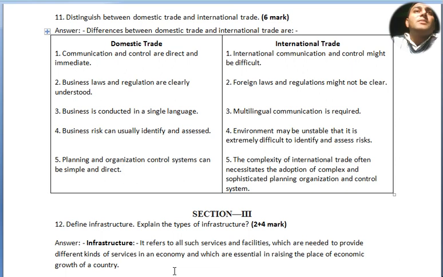Point number 4, under domestic trade, business risk can usually be identified and assessed. Under international trade, point number 4, the environment may be so unstable that it is extremely difficult to identify and assess risk. Point number 5, under domestic trade, planning, organization and control systems can be simple and direct. Under international trade, point number 5, the complexity of international trade often necessitates the adoption of complex and sophisticated planning, organization and control systems.